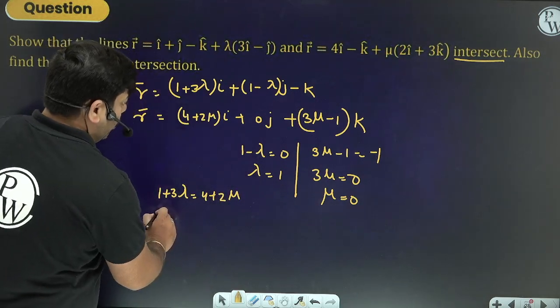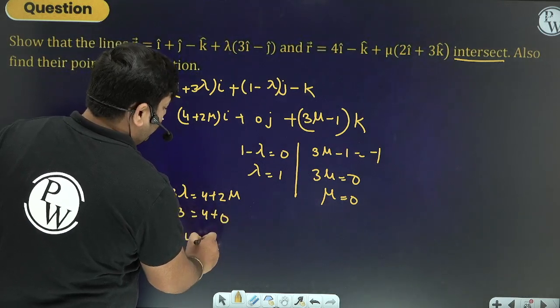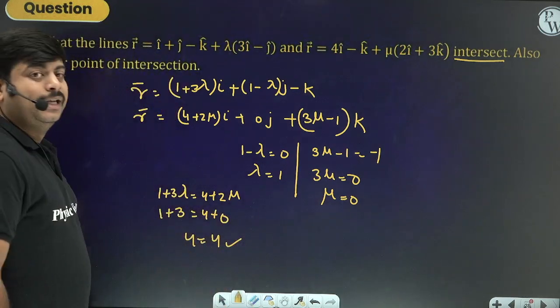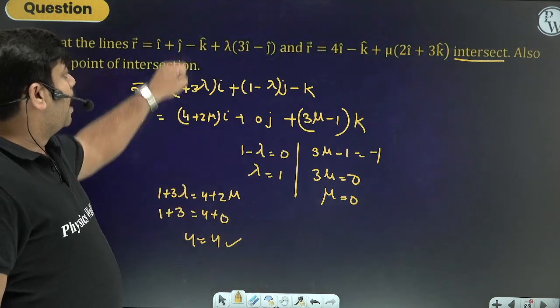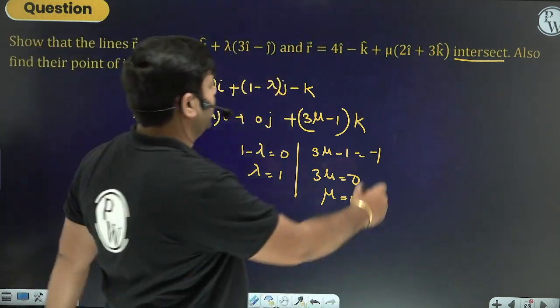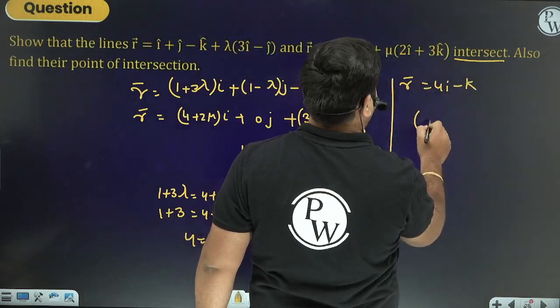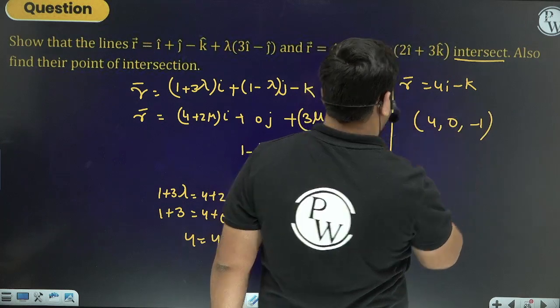So 1 plus 3 times lambda is 1 plus 3, equal to 4 plus 0. So 4 is equal to 4. Yes, it is intersecting. And how to get the point of intersection? Just substitute lambda here, substitute mu there, you will get the answer. So mu is 0. It is simple here. So mu is 0, you will get the point as 4i minus k. That means the point is 4, 0, minus 1.